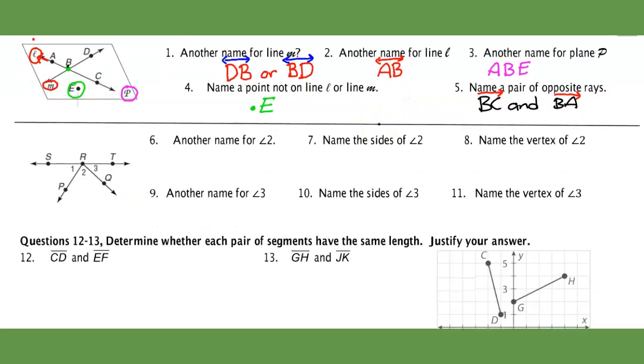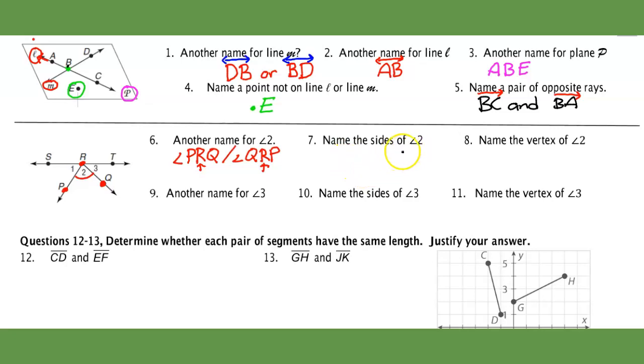Let's go down to angles. So we have another name for angle 2, and we have to use 3 points. We're going to use P, Q, and R, where R is the vertex, so it's going to be in the middle. So we're going to say angle PRQ, or you can reverse it and say angle QRP. Either way, the vertex R has to be in the middle.